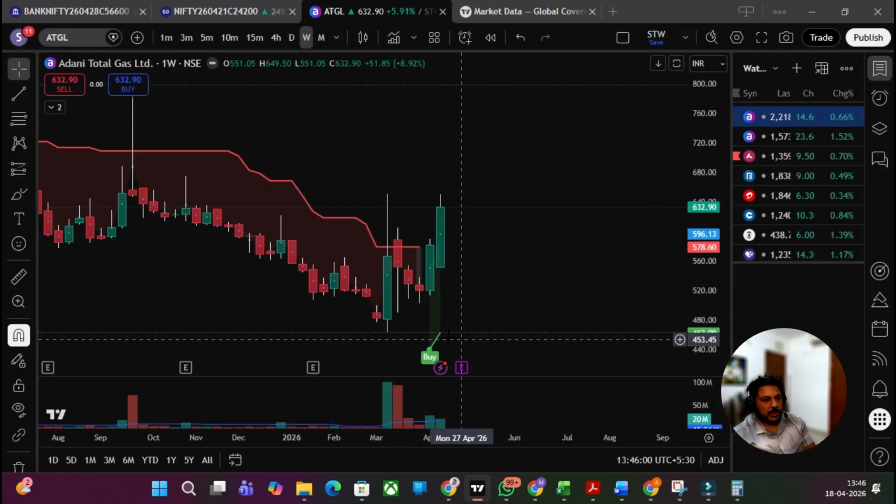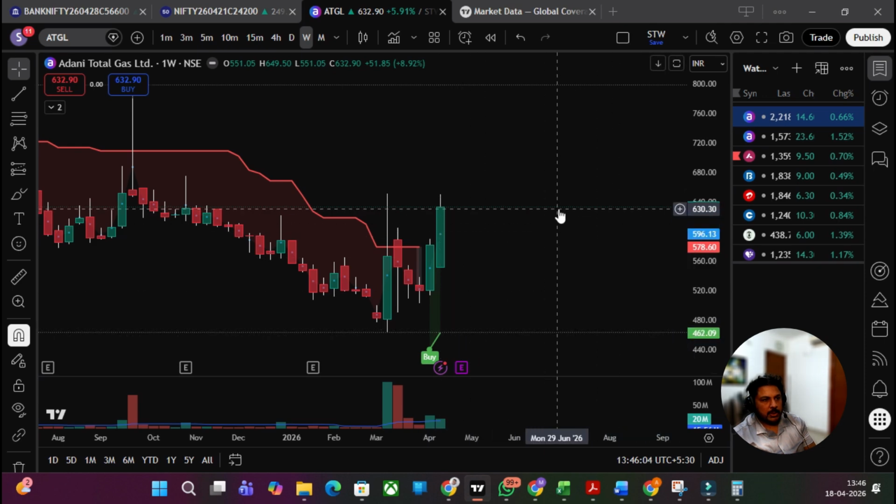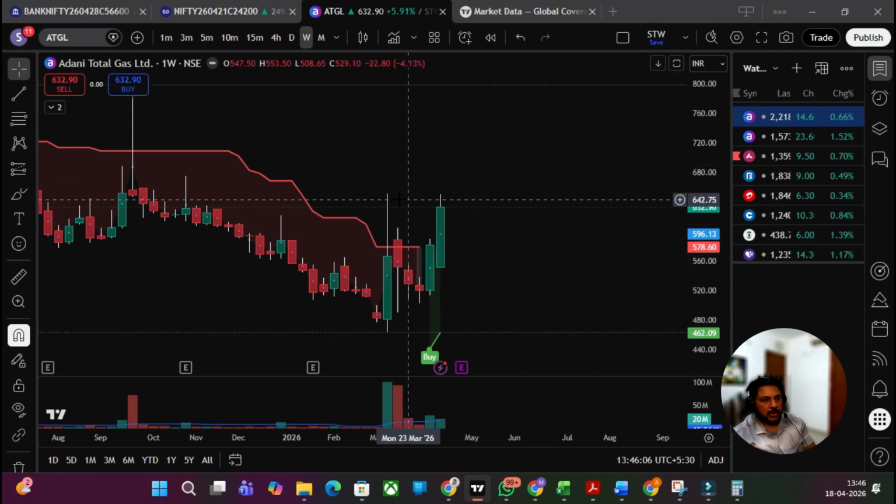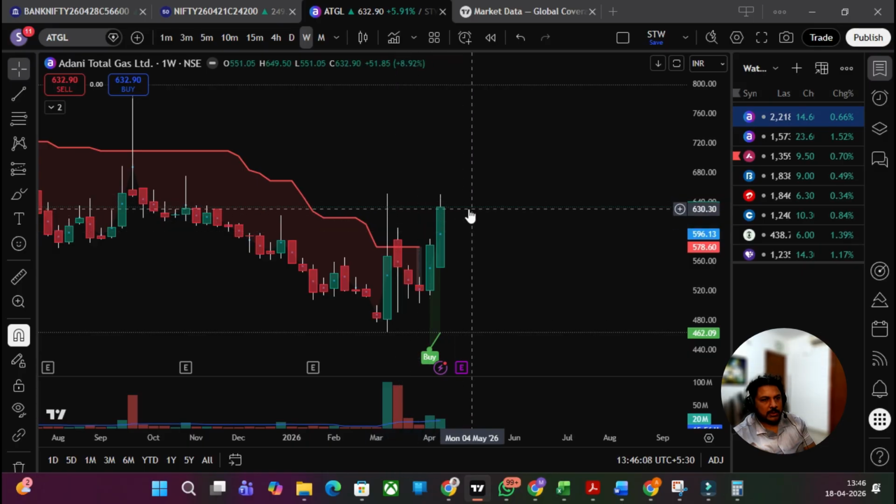596 is the price. 462 is your stop loss. So if Monday morning you have to see the opening. If the opening is somewhere around 630 and your stop loss will be somewhere around 477, again the same rule will apply.